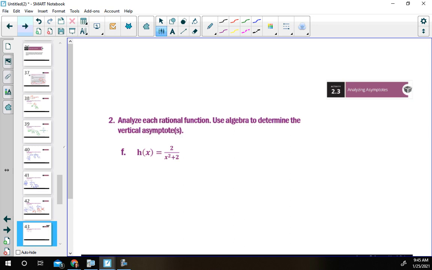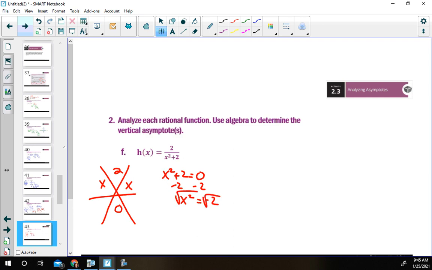Right, x squared plus 2, if I try to still plug in a times c, b, x, nothing multiplies to 2 and adds to 0. So if I just try to solve it, since there's only one x, I can use the square root property. I'm going to subtract 2. Try to square root, can't square root negatives. So it doesn't have a vertical asymptote.